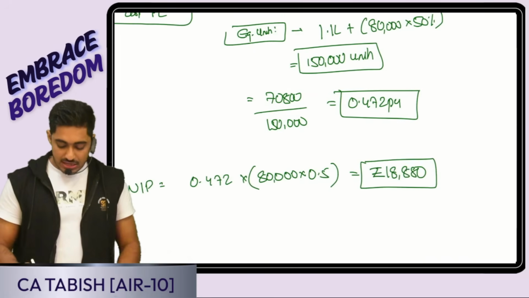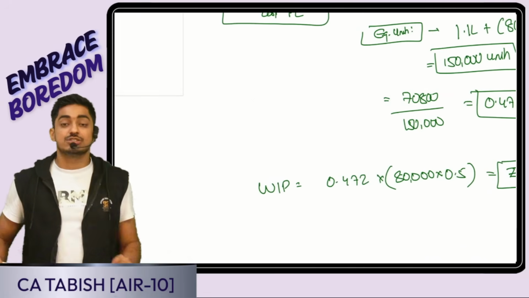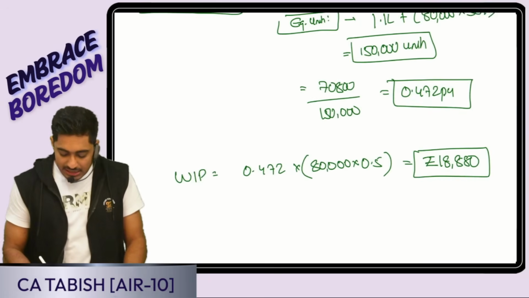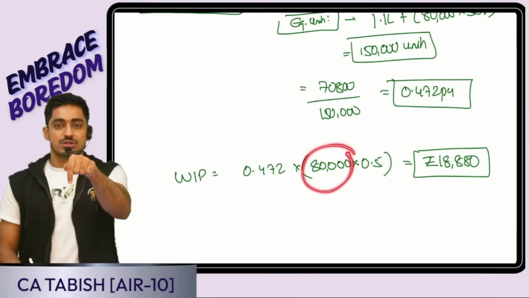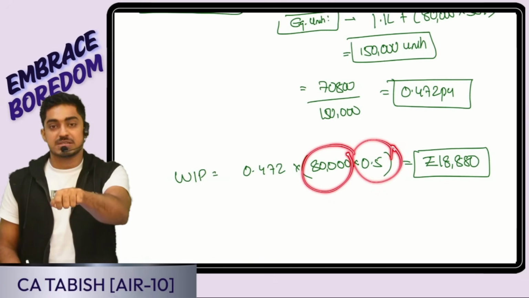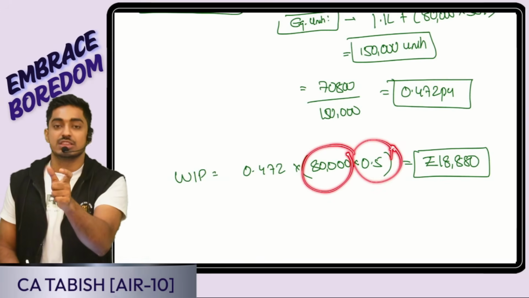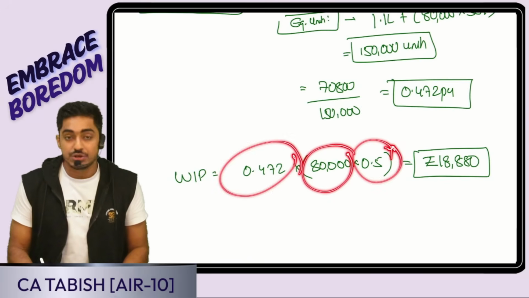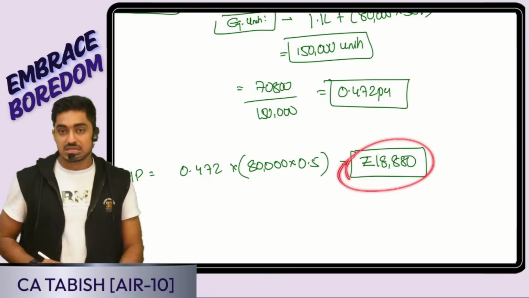Yes or no, everyone? Okay, now using this, if I have to charge to my work in progress, I will tell, okay boss, I am having 80,000 units in work in progress. Each unit is 50% complete, into 50%. That means 40,000 equivalent units. For every unit, 0.472. That comes to 18,880.